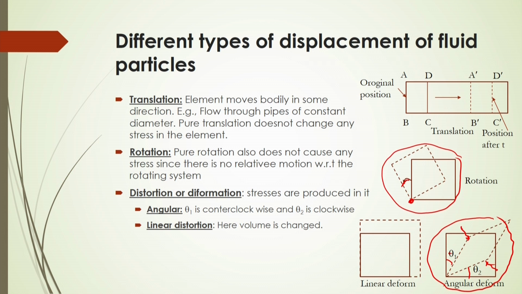Whereas in linear distortion, the volume of course will be changed; it will be stressed in such a way that the volume changes. Like if you increase the temperature, the volume of the gases will increase.